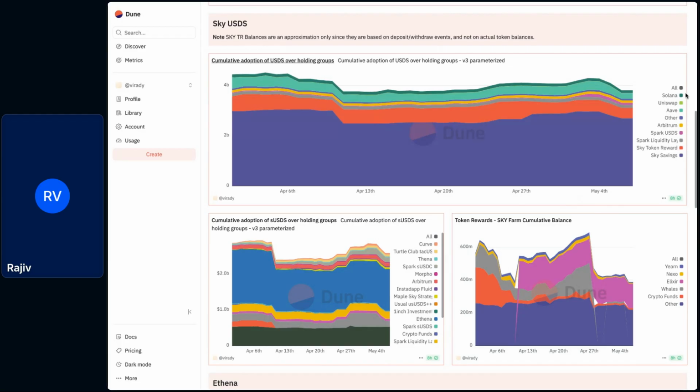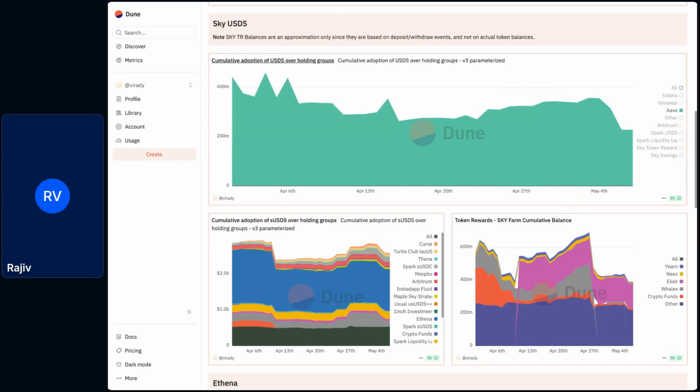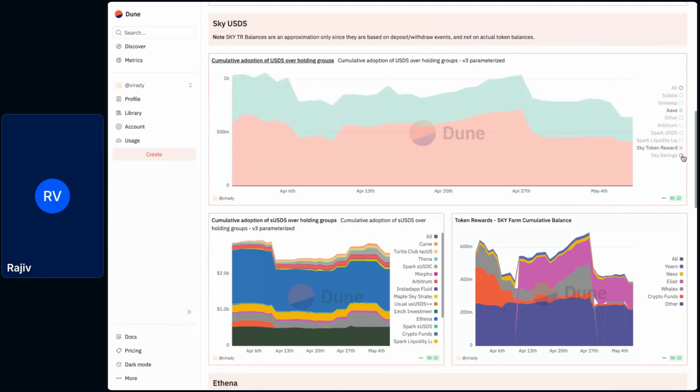We saw it across all our big three holding groups. A big USDS depositor on Aave was making withdrawals. We also saw withdrawals from the token rewards feature, less so, but carrying on some of that recent trend, and also from Sky Savings.